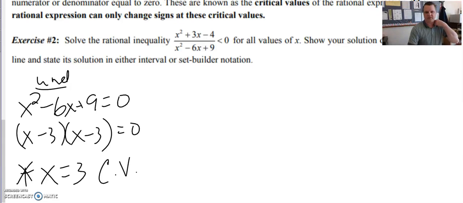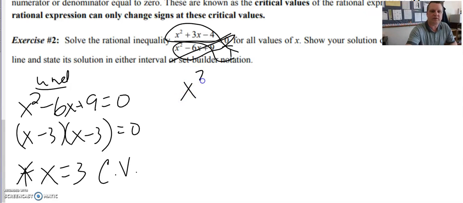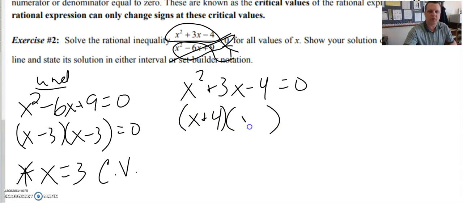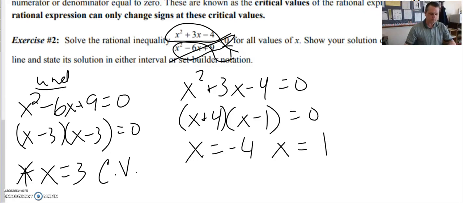You have to take that into consideration. Now, when we cross multiply these, this gives you 0, so that's gone. And then we just have this times 1, so we have x squared plus 3x minus 4 equals 0. Change your inequality to an equal sign, because then we do the test zones. So then this factors to x plus 4, x minus 1, so x equals negative 4, x equals 1.